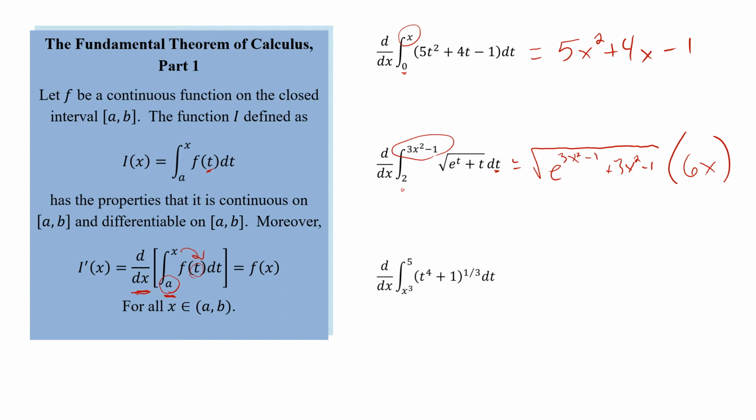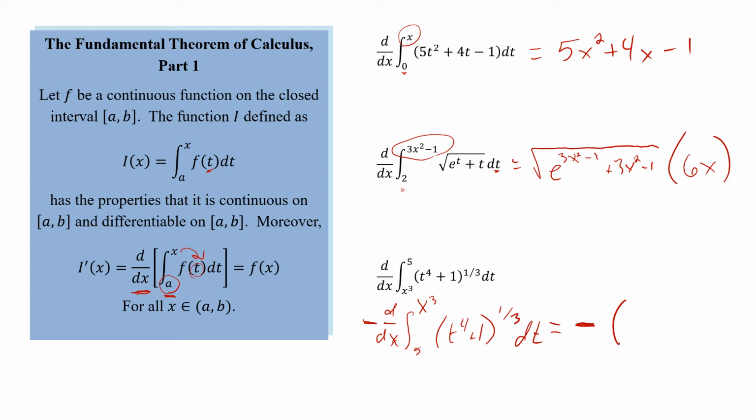Let's look at another one. In this case, my variable is on the bottom instead of the top. If you remember the properties from yesterday, we can switch that around, make it negative. This will be negative d over dx times the integral from 5 to x cubed, t to the 4th plus 1 to the 1/3 dt. Now we can plug it in. When we do that, negative just kind of follows along.